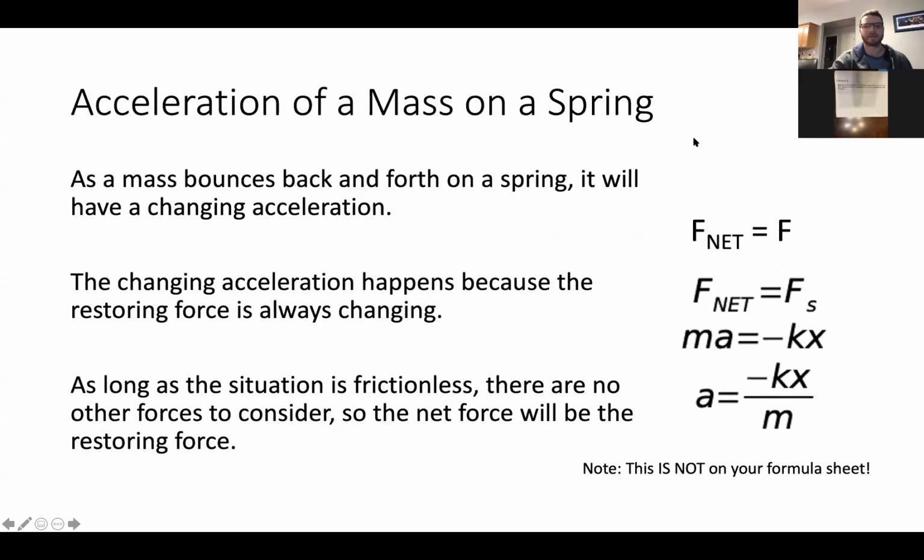All right. So for acceleration of a mass on a spring, as a mass bounces back and forth, it will have a changing acceleration. The changing acceleration occurs because the restoring force is always changing, right? Remember, the restoring force is the force that wants to bring the displaced object back to its equilibrium position.